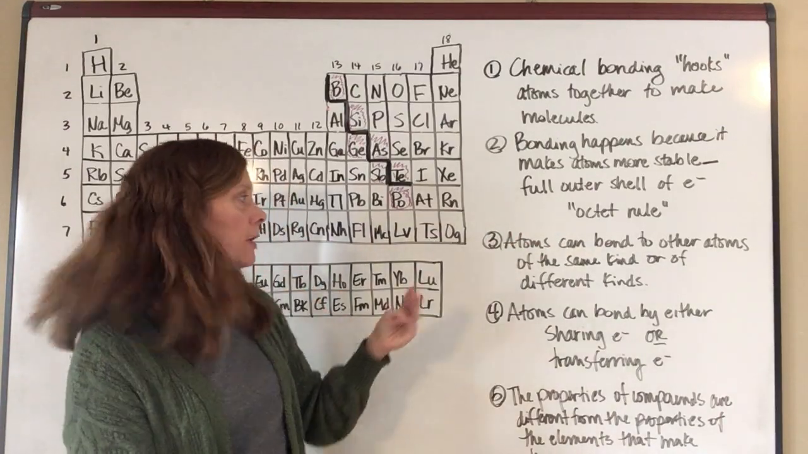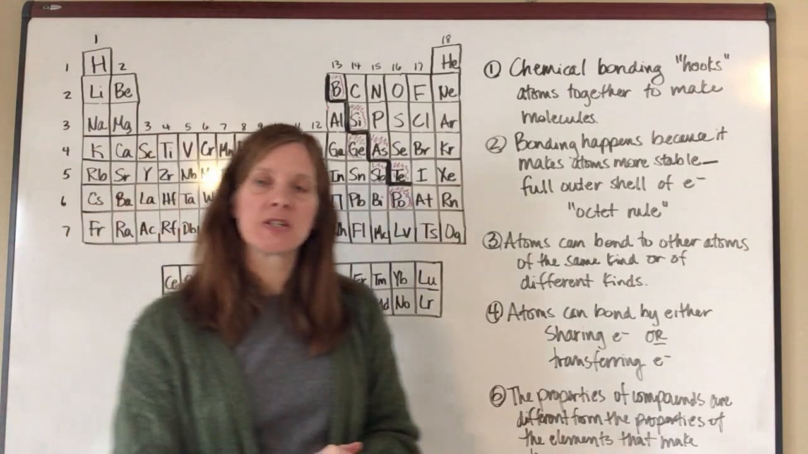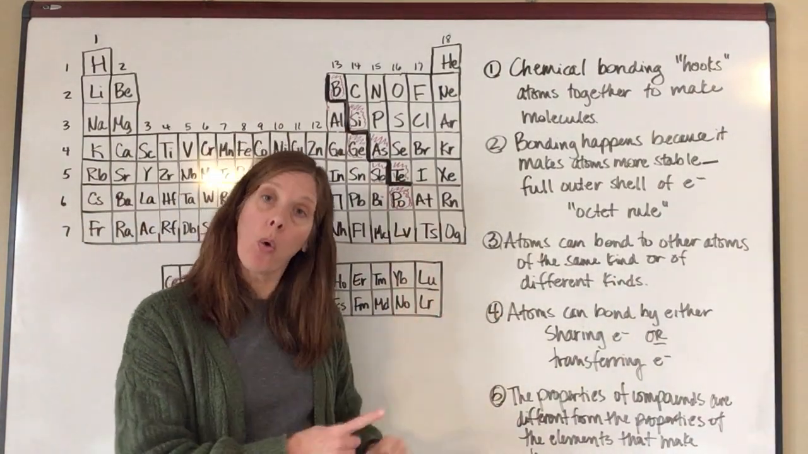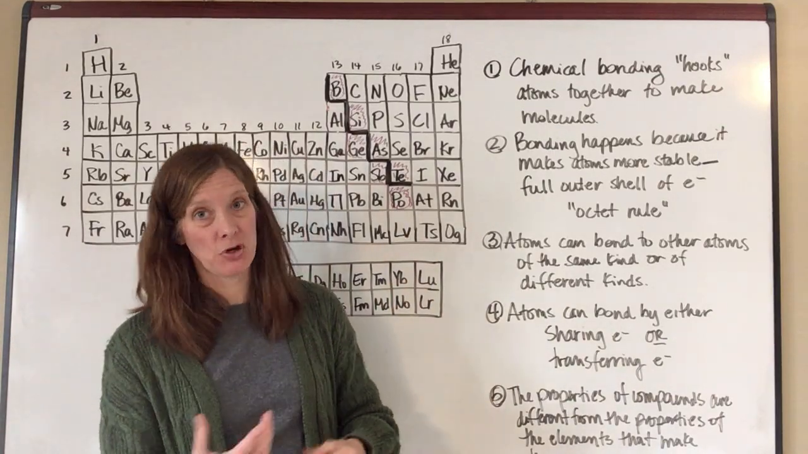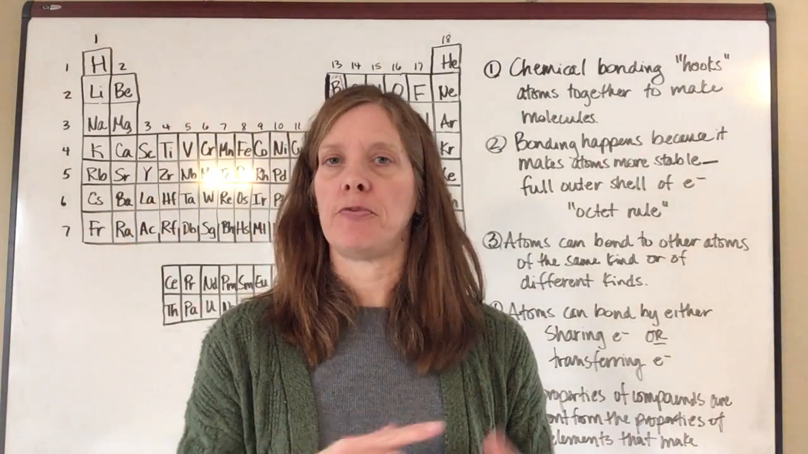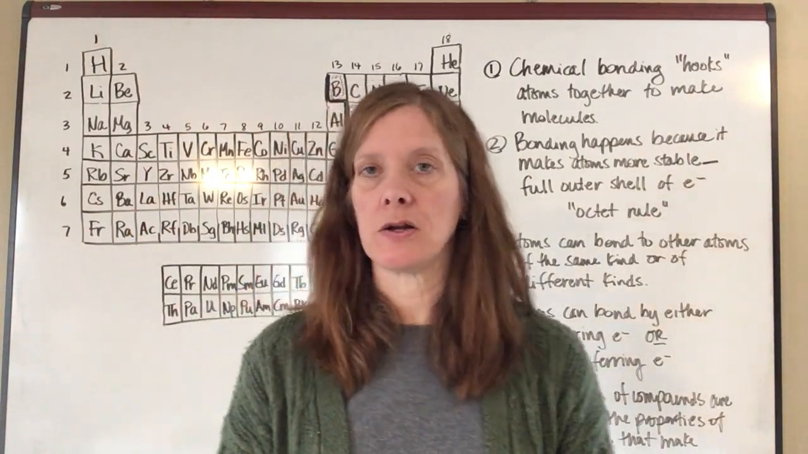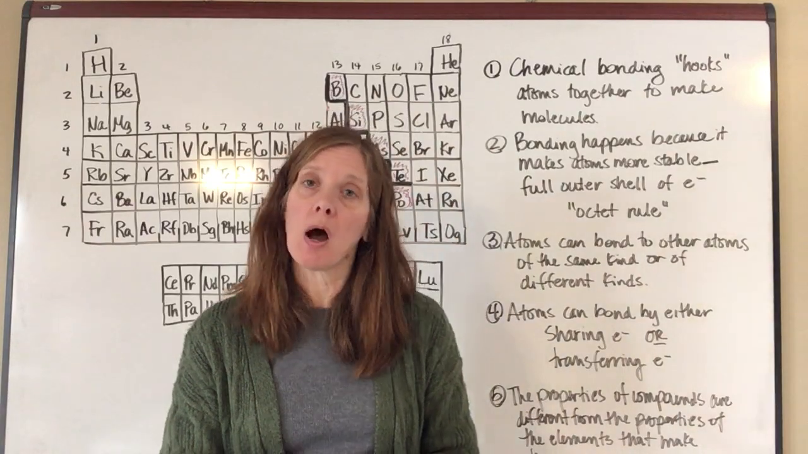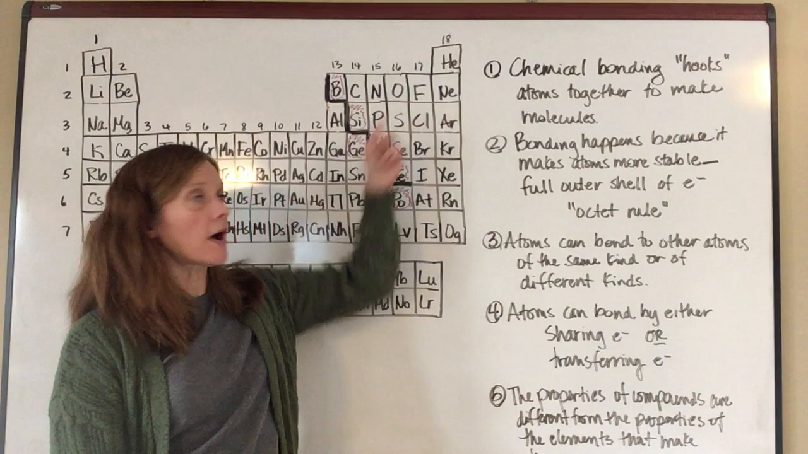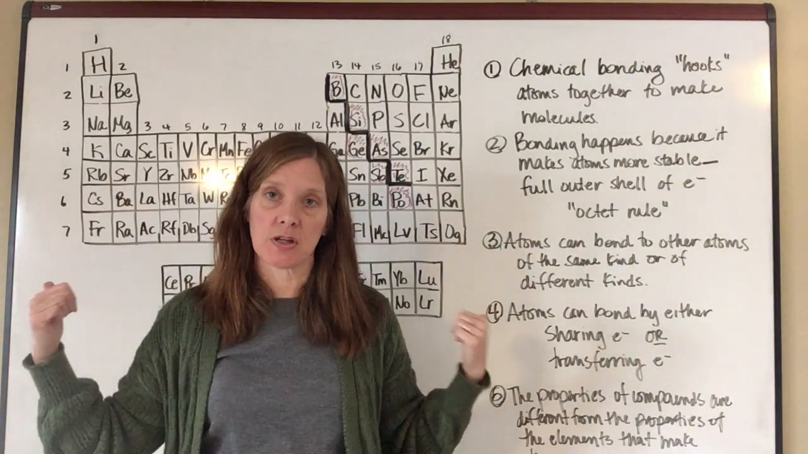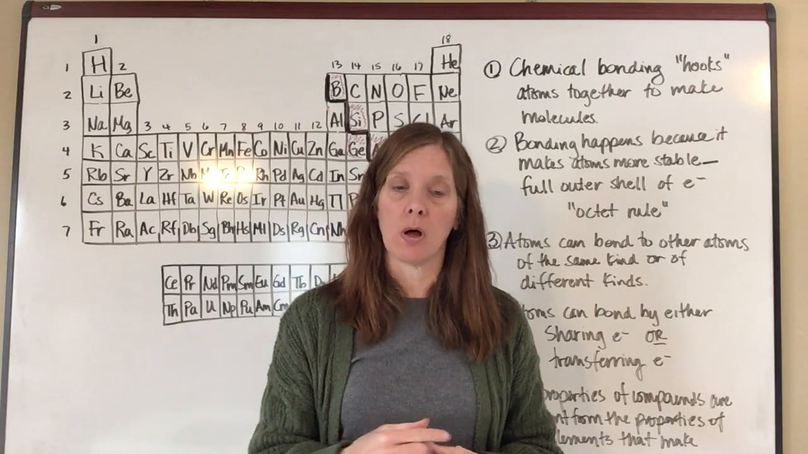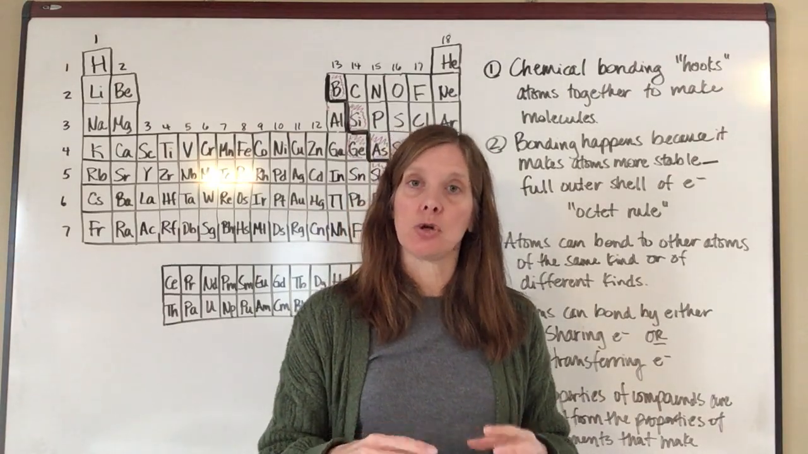Okay? Third big idea. Atoms can bond to other atoms that are of the same kind, or they can bond to atoms of different kinds. So you're very familiar with H2O. You've probably seen that a whole lot in your life already. And so H2O just means that you've got H, which is hydrogen, and O, which is oxygen, and they have bonded together. Obviously, those are atoms of 2 different elements making one molecule. So those are atoms of 2 different kinds.